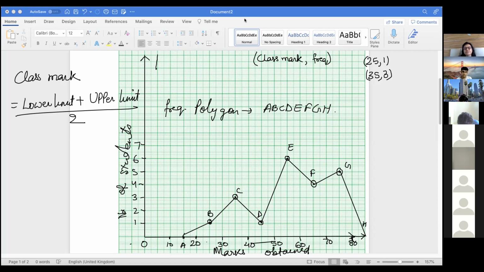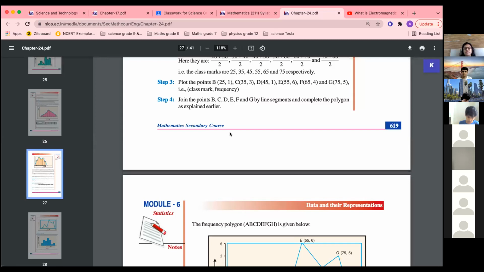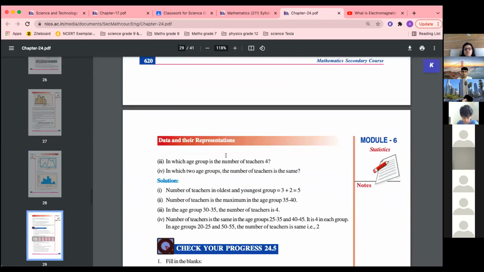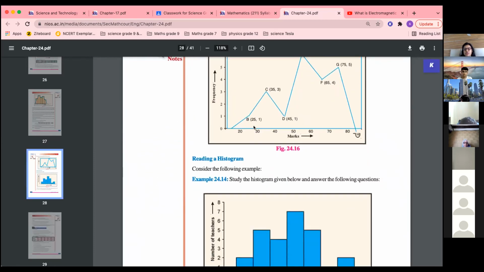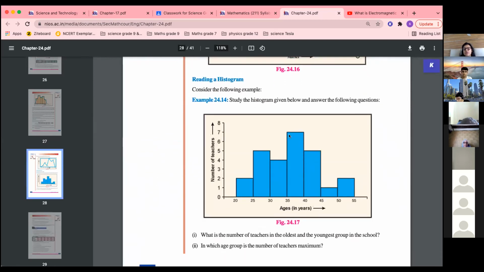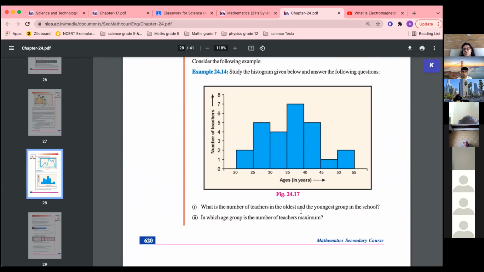Okay, so all this is in this textbook, in this chapter and in this exercise also. So we can do the questions. For example, here some solved questions are there. Study the histogram below. What is the number of teachers in the oldest and the youngest group? Which is the oldest group? 50 to 55 years. And youngest is 20 to 25. So how many are there? What is the number of teachers? 2 here and 2 here. So 2 plus 2 should be 4.